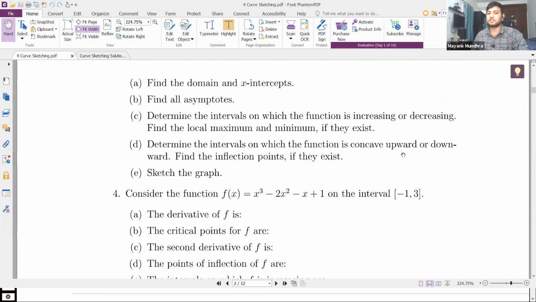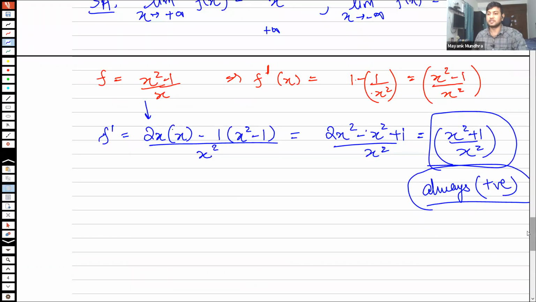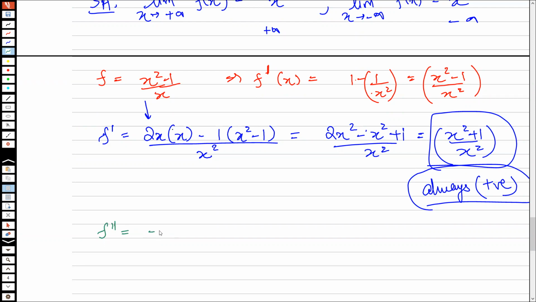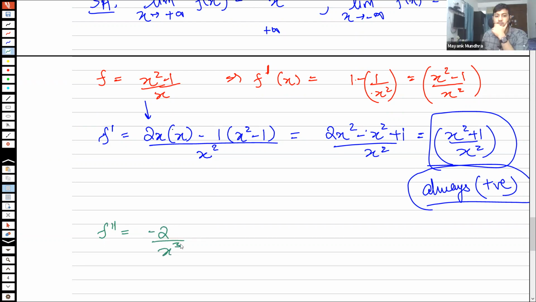Determine the intervals on which the function is concave upward or downward. Find the inflection points if they exist. So for that, I'm going to do f double prime. So Yuvakshi, what is f double prime? Sir, it's minus 2 by x cube. Minus 2 by x cube.